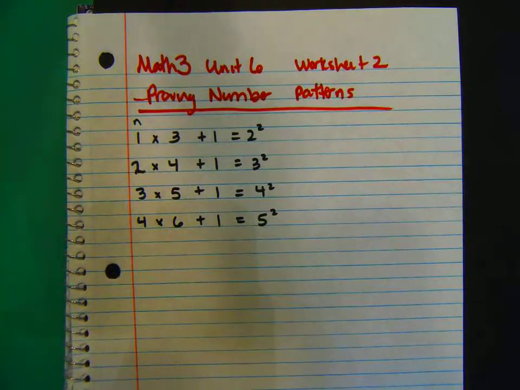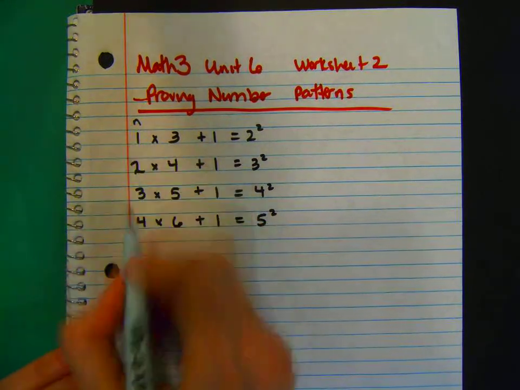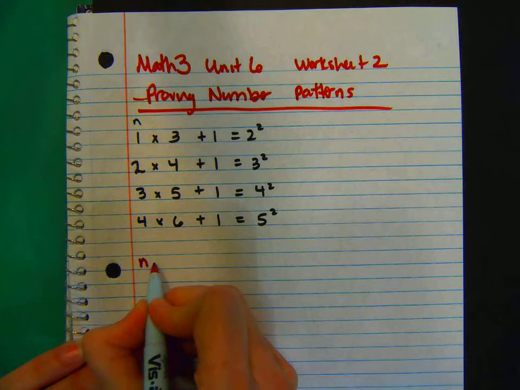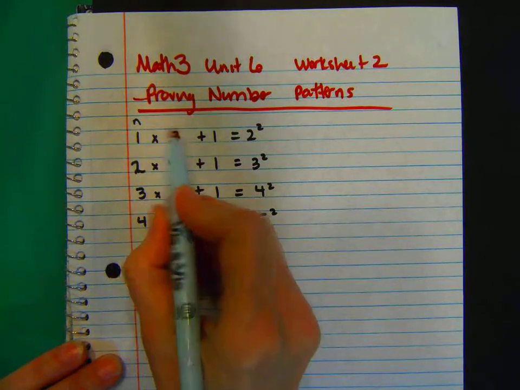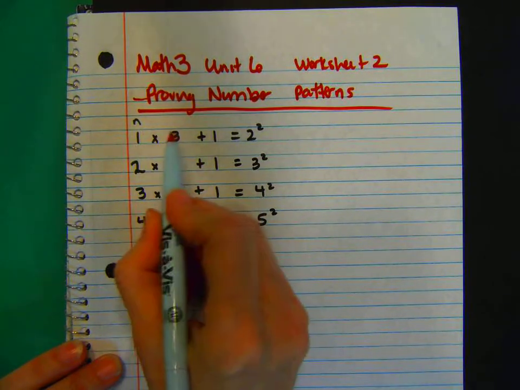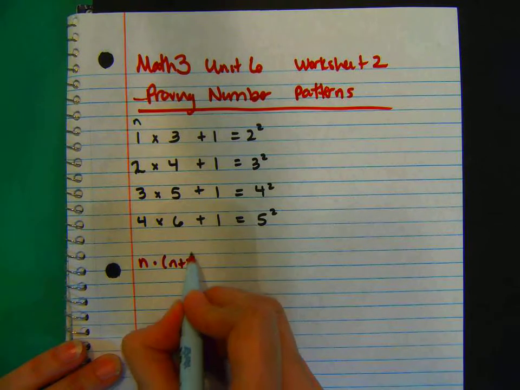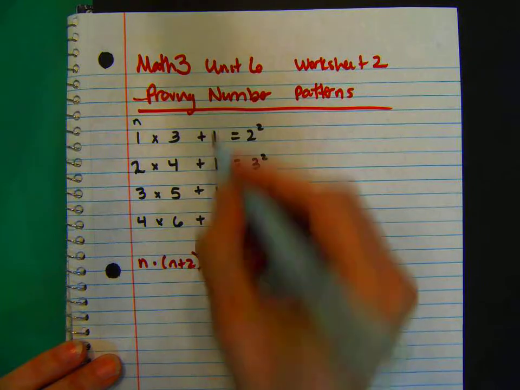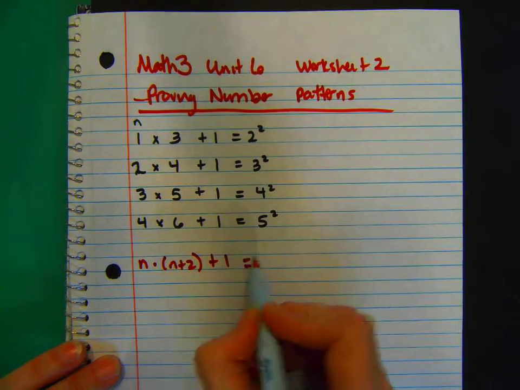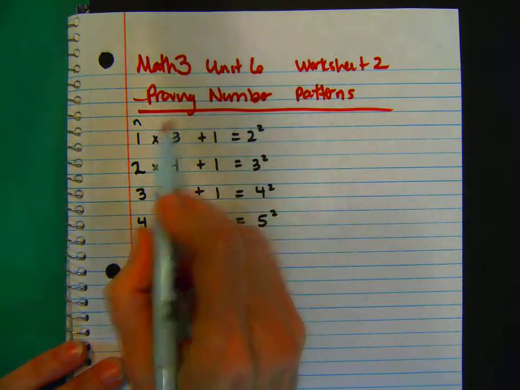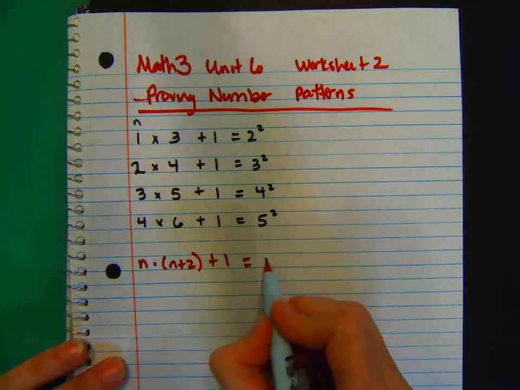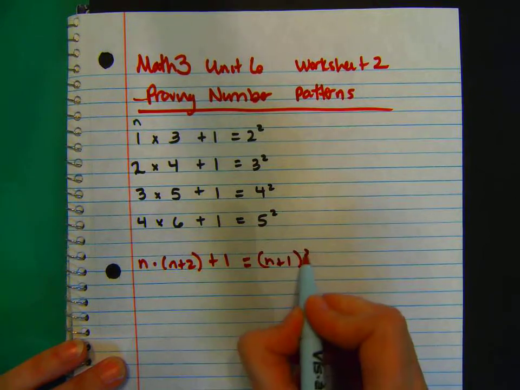And as I did that, let me change color so that shows up a little bit better. If I make this n, this first one will be n times, and this next one is 2 bigger. It's not n plus 1, it's n plus 2. And then the 1 never changes, it's plus 1 every time. And then this one, remember, went right in between there, and it was n plus 1 squared.